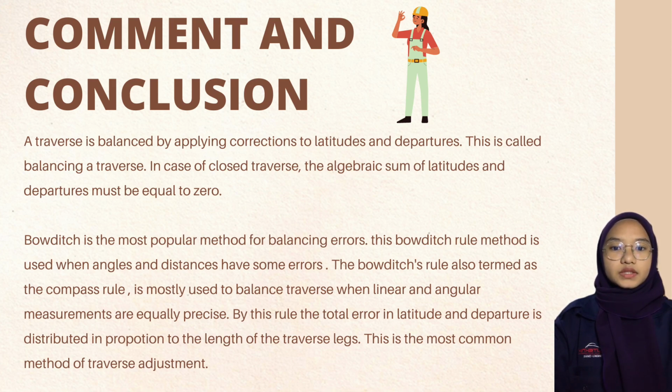This Bowditch rule method is used when angles and distances have some errors. The Bowditch rule, also termed the compass rule, is mostly used to balance a traverse when linear and angular measurements are equally precise. By this rule, the total error in latitude and departure is distributed in proportion to the length of the traverse leg. It is the most common method of traverse adjustment.